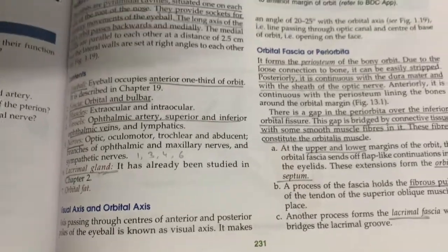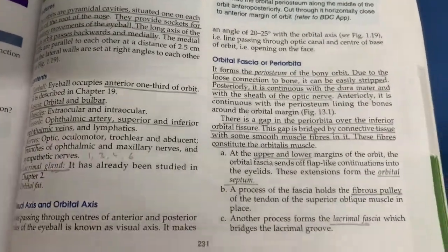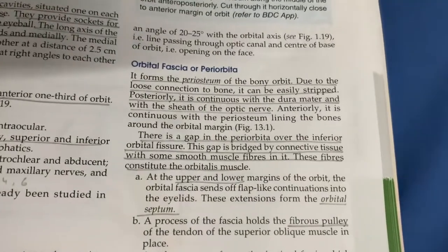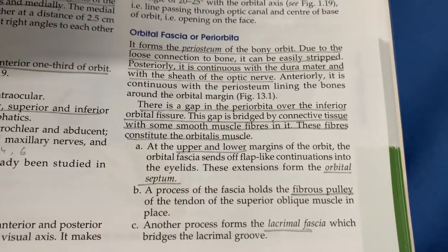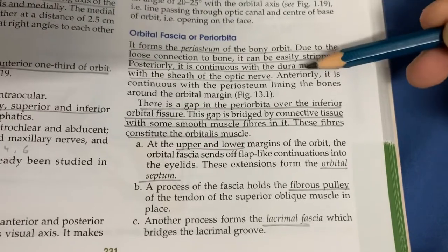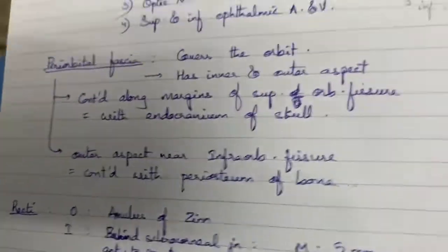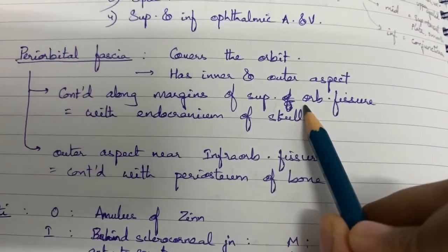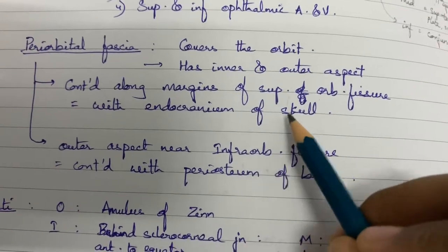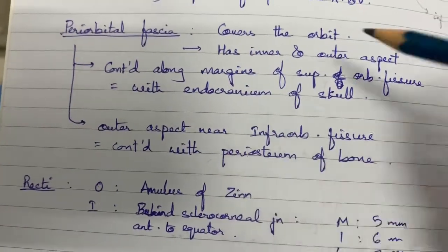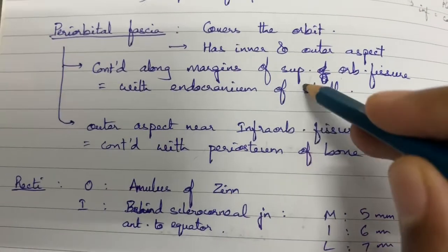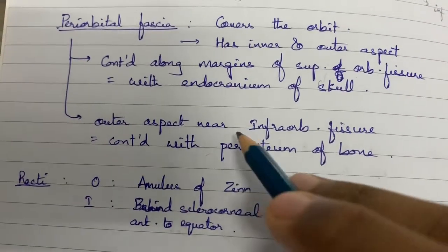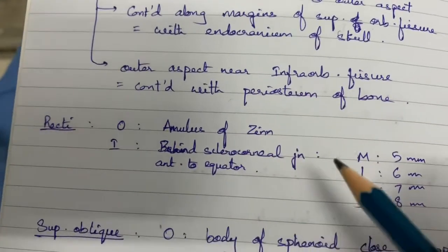Now, coming to the orbital fascia. It is also called the periorbital fascia. It forms the periosteum of the bony orbit, and because it is loosely connected to the bone, it can be easily stripped. It has both an inner aspect and an outer aspect. The inner aspect continues along the margins of the superior orbital fissure with the endocranium of the skull. The outer aspect continues with the periosteum of the bone. Endocranium inside, periosteum outside, through the inferior orbital fissure. So that is about the periorbital fascia.